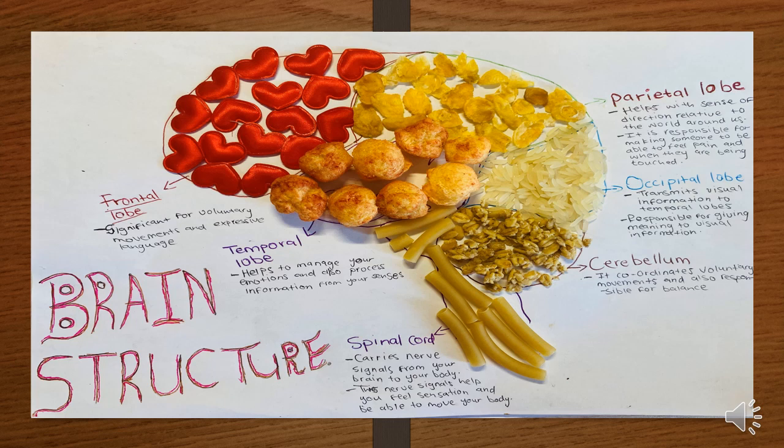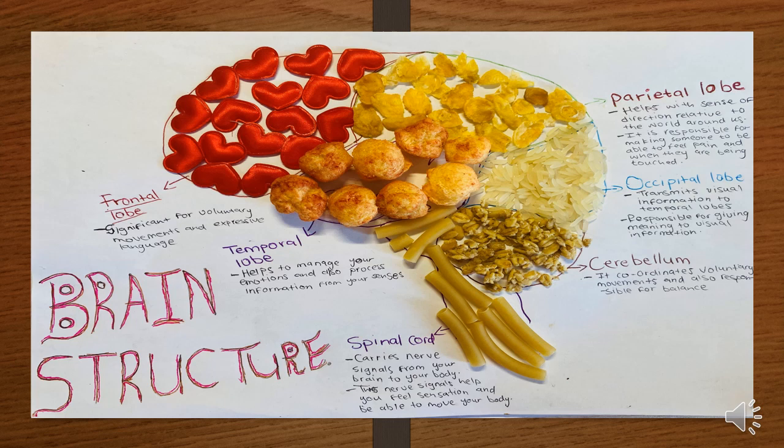On my left, we've got the frontal lobe, which is important for voluntary movement like walking and running, and it's also important for expressive language. It helps you to put thoughts into words and be able to walk and run, as I mentioned.